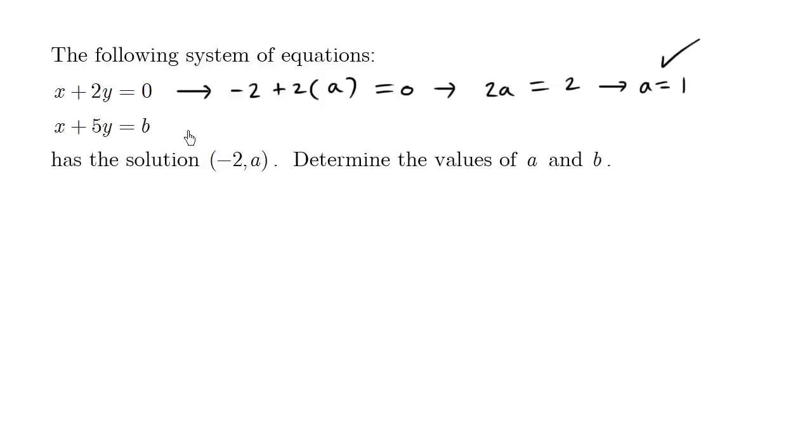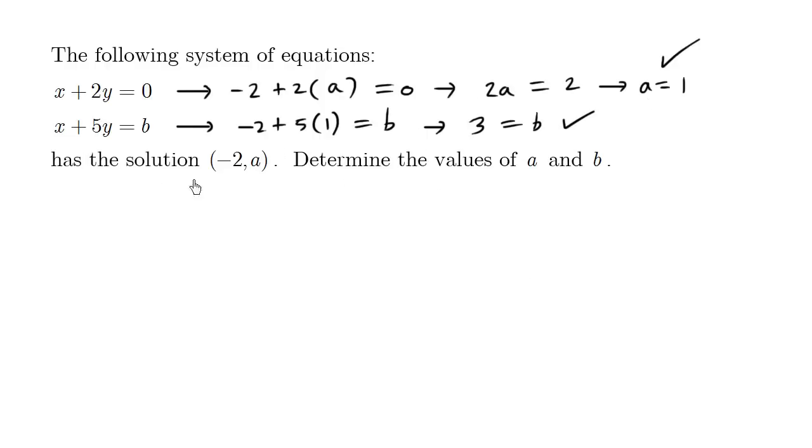Now let's take this point here and plug it in here as well. So what we have here is x, which is -2, plus 5y, which is a, but we know that a is 1, equals b. So what this means is that -2 plus 5 is positive 3, equals b. So we solved a, we solved b. Check. So we are done.